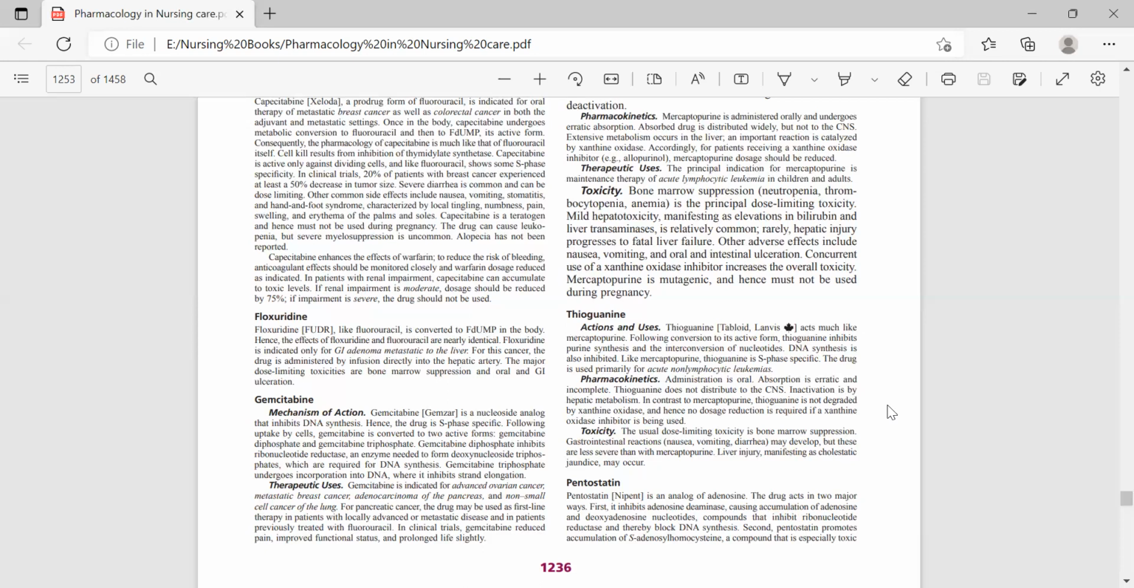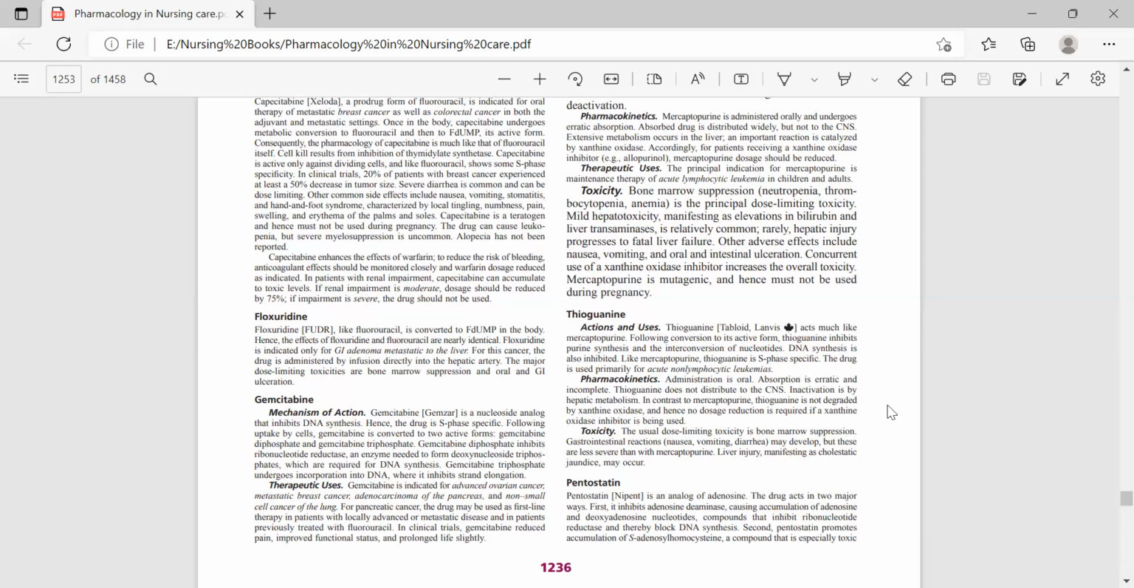Now we come to pentostatin. Pentostatin is an analog of adenosine, and the drug acts in two major ways. First, it inhibits adenosine deaminase, causing accumulation of adenosine and deoxyadenosine nucleotides, compounds that inhibit ribonucleotide reductase and thereby block DNA synthesis. Second, pentostatin promotes accumulation of S-adenosyl homocysteine, a compound that is especially toxic to lymphocytes. The drug's only approved indication is hairy cell leukemia that has not responded to interferon alpha.